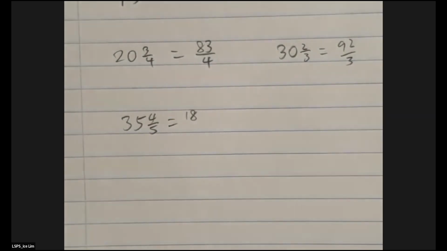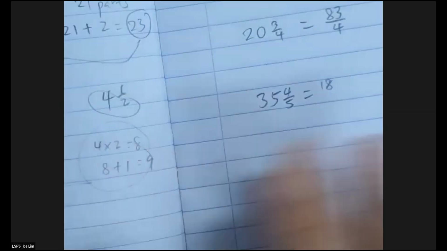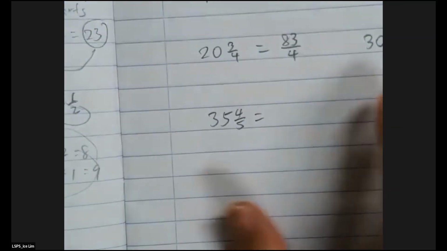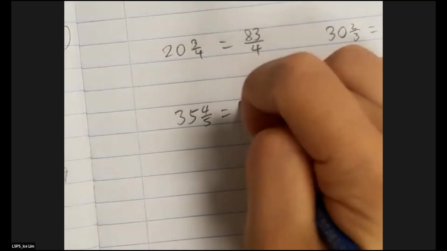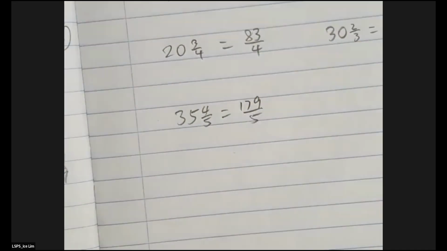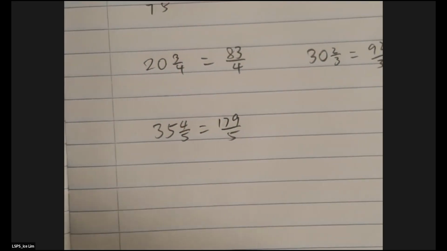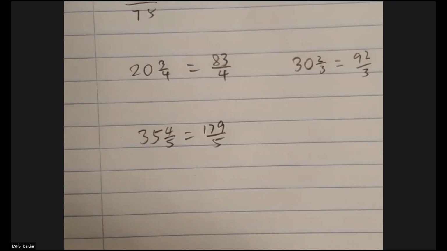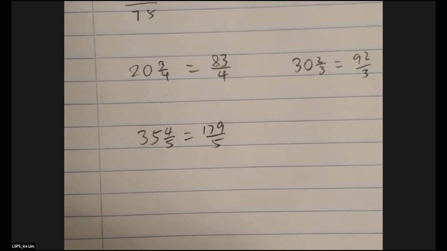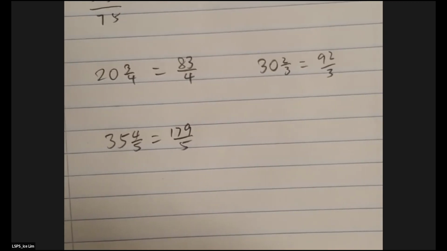Oh, I made a mistake. I was hurrying to compete with Rakshan. Wait, hold on. 179/5. Hey, have you got the answer yet? Rakshan, I'm competing with you, no? 35 and 4/5. Am I correct? I may make a mistake, you know. Am I correct? Yes? Yes, I'm correct.